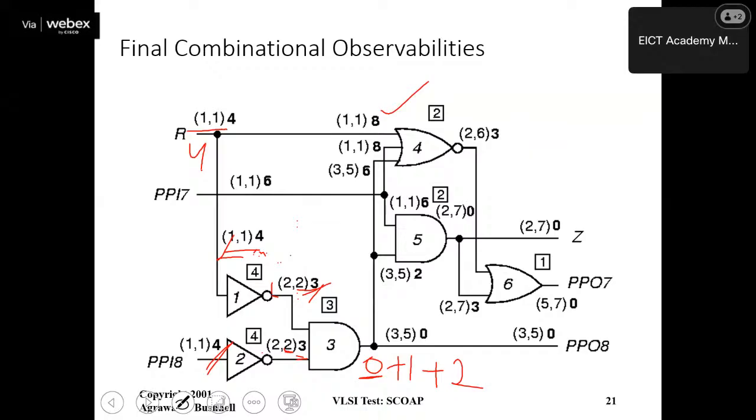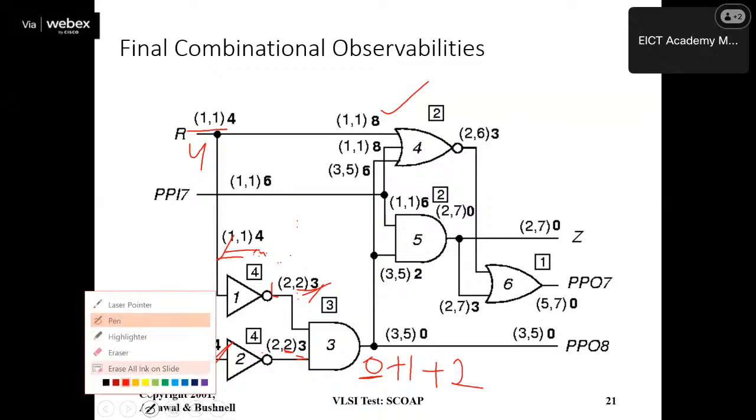If you have any question so far, please ask related to this combinational controllability and observability. If you do not have any question, type N in the chat box. If you do not have, please type N in the chat box.